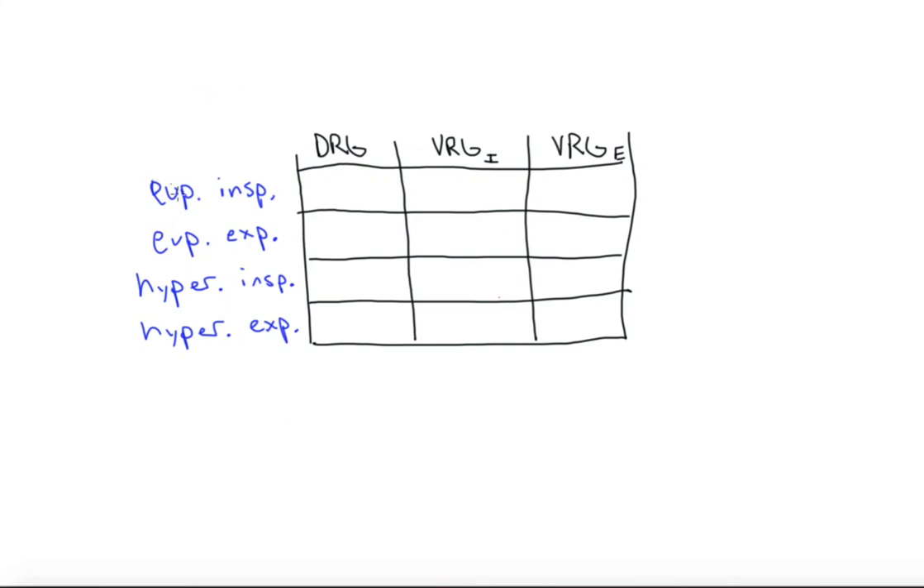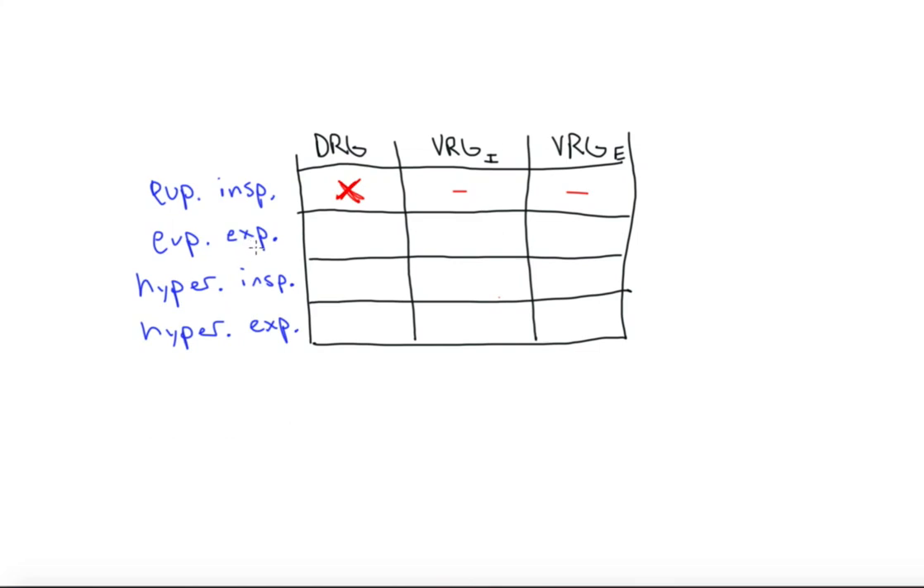Well, eupnic inhalation is breathing in at rest, right? And the DRG contains only inspiratory neurons. It's eupnic, so we don't need the VRG. Remember, the VRG is for hyperpnea only. So we already know that that's not going to be active here at all, right? So the DRG is the only center active during eupnic inspiration, right?